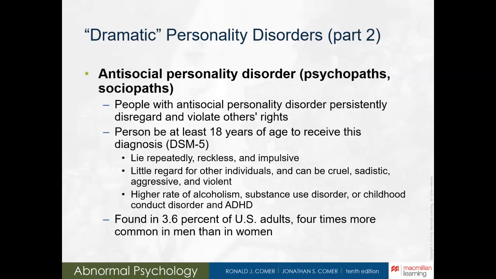These individuals tend to have a higher rate of alcoholism, substance use disorders, or childhood conduct disorders, as well as ADHD. And aside from substance related disorders, this is the disorder most linked to adult criminal behavior. Most people with an antisocial personality disorder displayed some patterns of misbehavior before they were 15 years old. Antisocial personality disorder is estimated to be found in about 3.6% of US adults, and it's often 4 times more common in men than women.